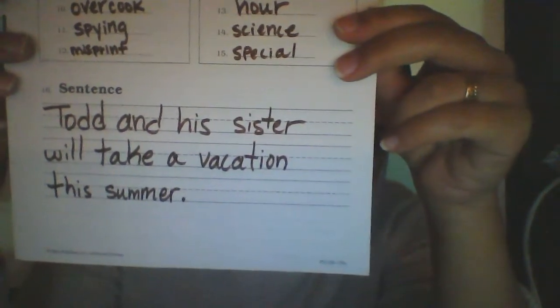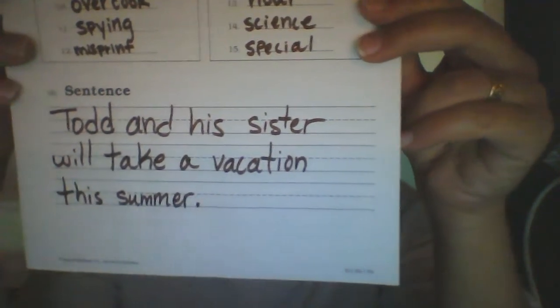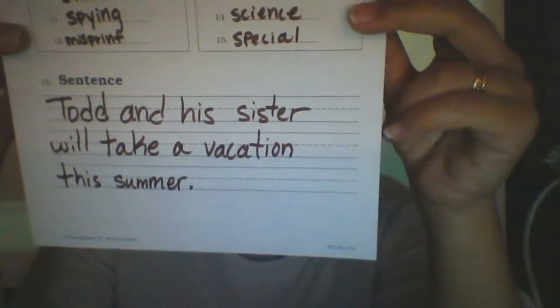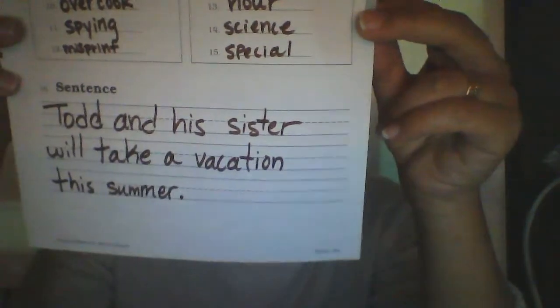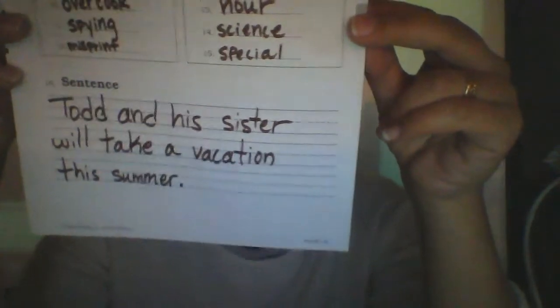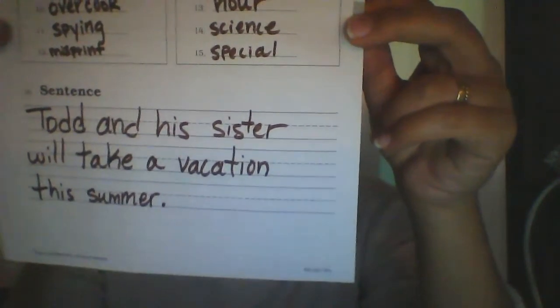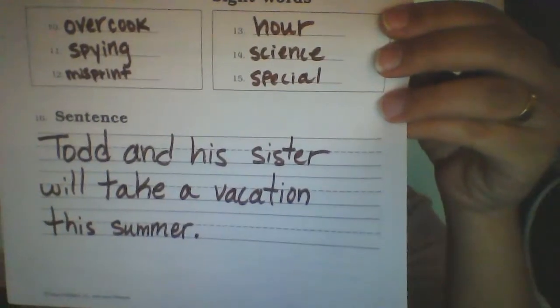Tad and his sister will take a vacation this summer. Make sure that everything I have is written down on your paper correctly, okay? The T needs to be capital. The period needs to be at the end. Make sure that your handwriting looks nice. Don't just write it down real fast. If you need some time to write this down, pause the video now.